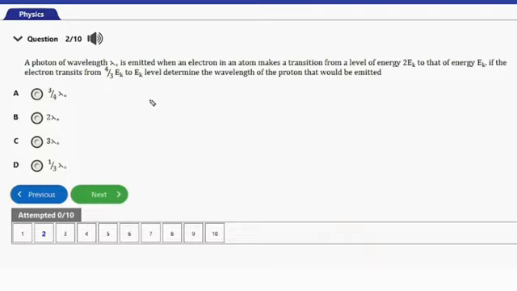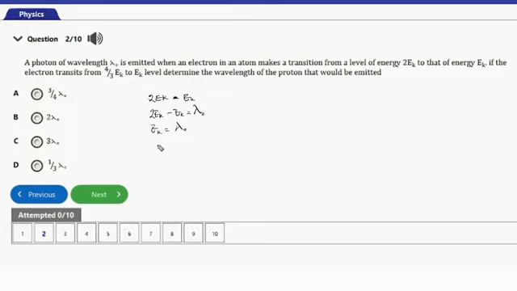Alright, so guys, let's see. For the first case, we have 2Ek to Ek. So it transitions from 2Ek to Ek to make the wavelength of lambda naught. So in that case, 2Ek minus Ek is equal to lambda naught. And 2Ek minus Ek is actually Ek. So Ek is equal to lambda naught.